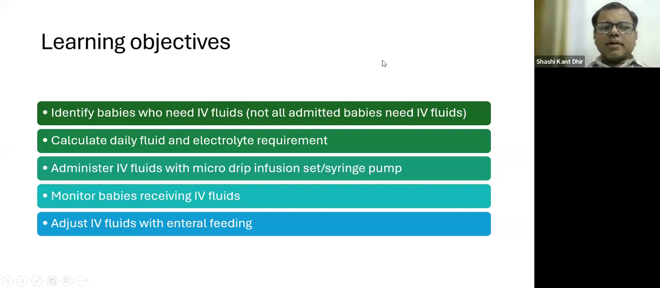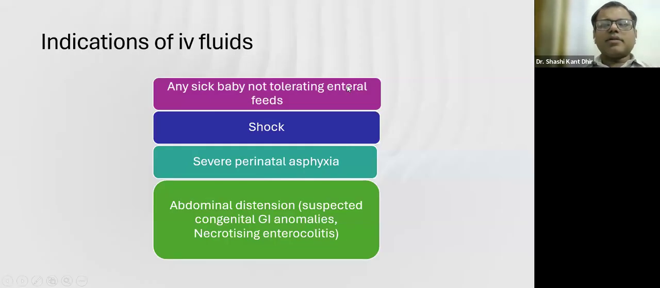So we have to identify the babies who need the IV fluid. Once we have identified those babies, we have to calculate the daily fluid requirement. And once we have calculated, we should be able to administer the IV fluid with the pediatric drip set or, as I've already told, with the syringe pump. The babies who are having the IV fluid should also be monitored, and they should be seen for many things which we'll be discussing. And when we start the enteral feeds, we should be able to adjust the IV fluids as per the feeds being built up.